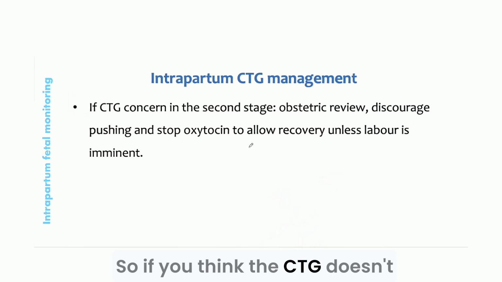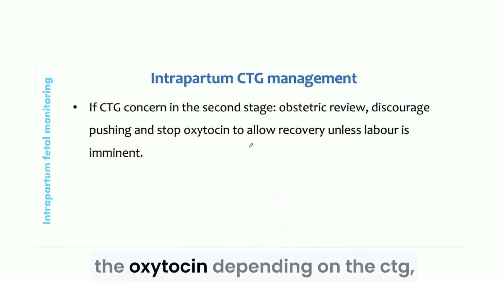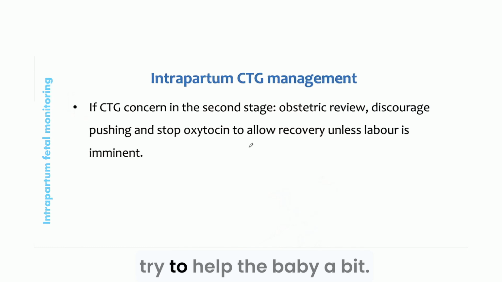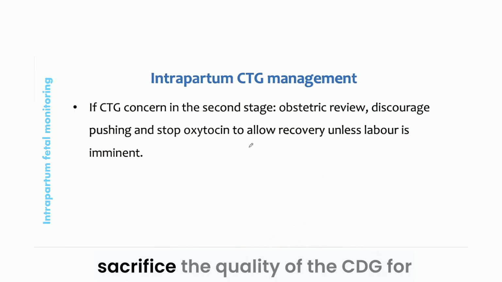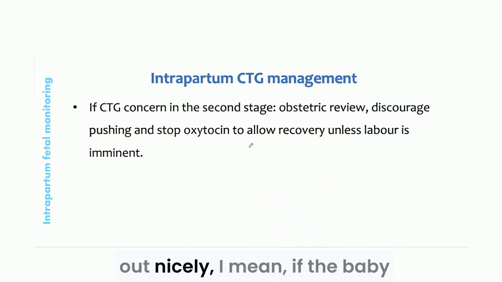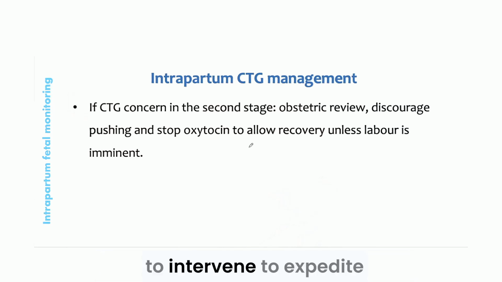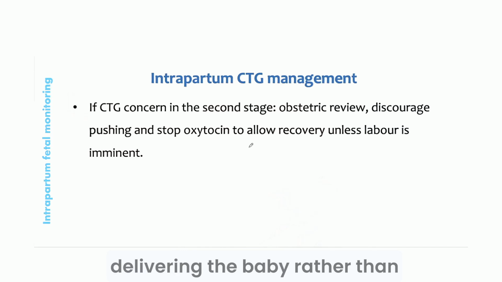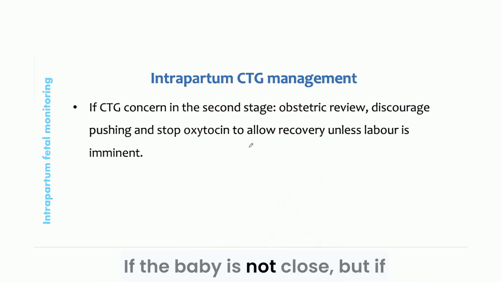So if you think the CTG doesn't look right to you, always try to give the baby a break. You can slow down, stop the oxytocin depending on the CTG. Try to help the baby a bit. And you don't have to sacrifice the quality of the CTG for the sake of getting the baby out. Because if the baby still has a way to go and the CTG doesn't look right, then you have to intervene to expedite delivering the baby rather than trying to push hard on the mom to push this baby out if the baby is not close.